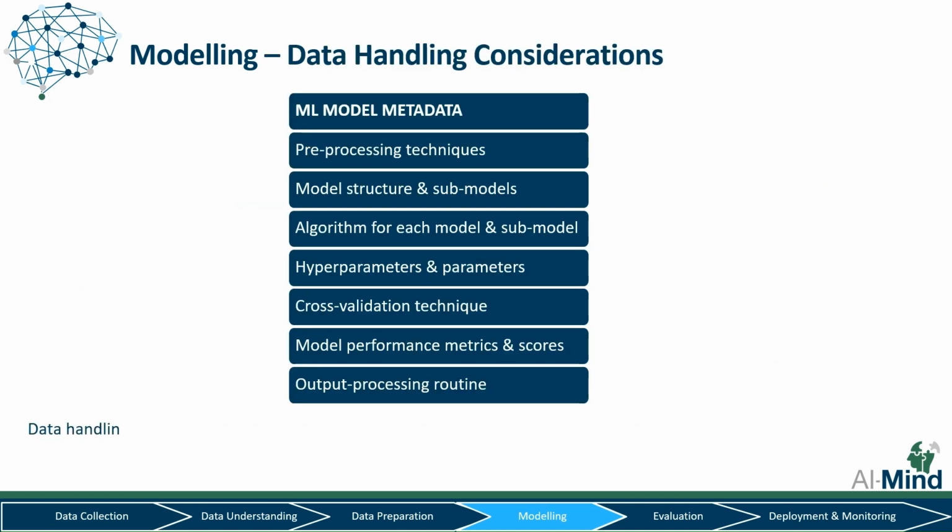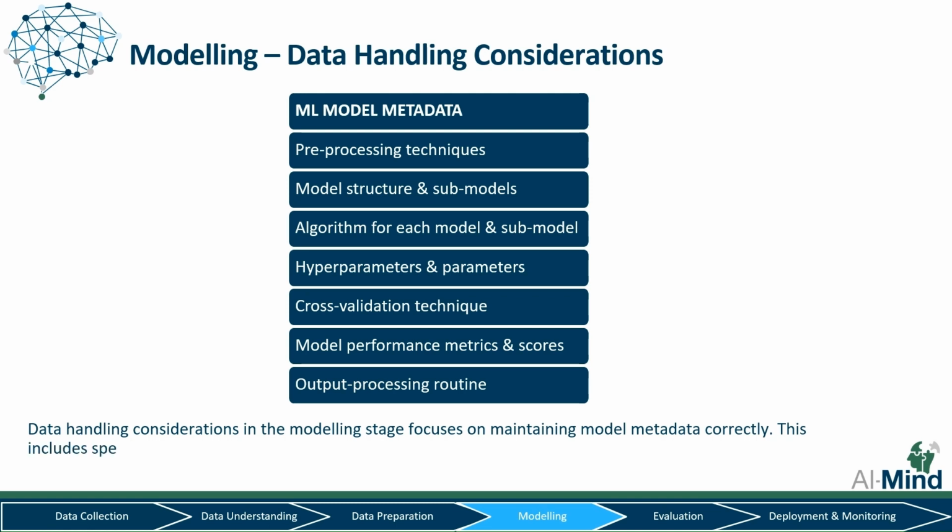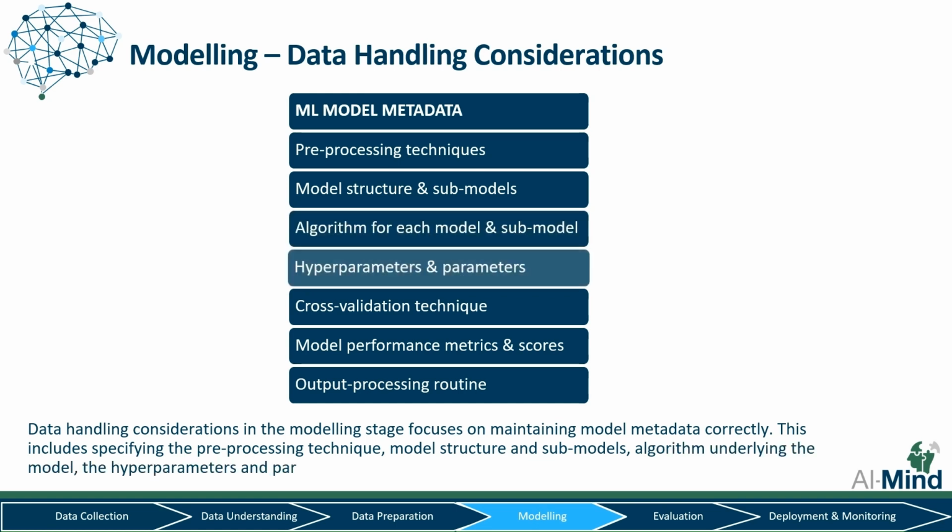Data handling consideration in the modeling stage focuses on maintaining model metadata correctly. This includes specifying the pre-processing technique, model structure and submodels, algorithm underlying the model, the hyperparameters and parameters, coarse validation techniques, and performance scores.